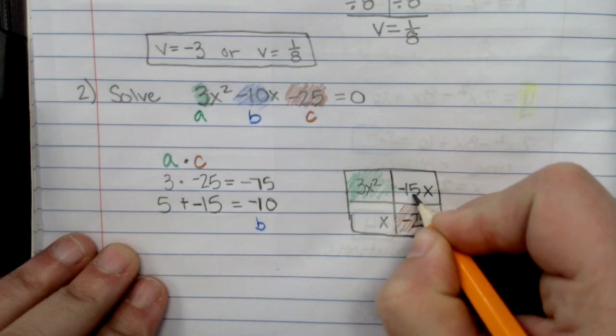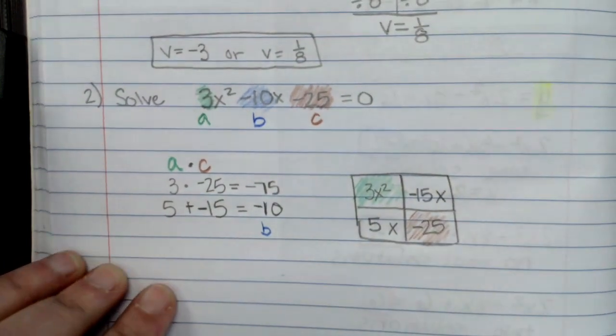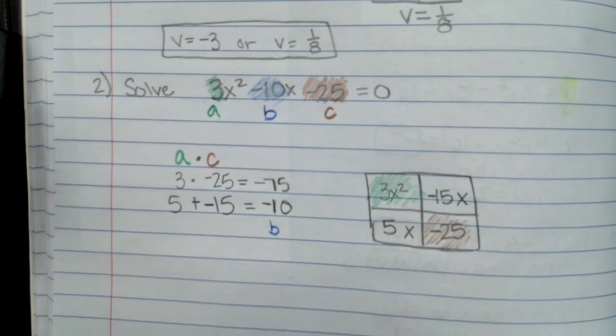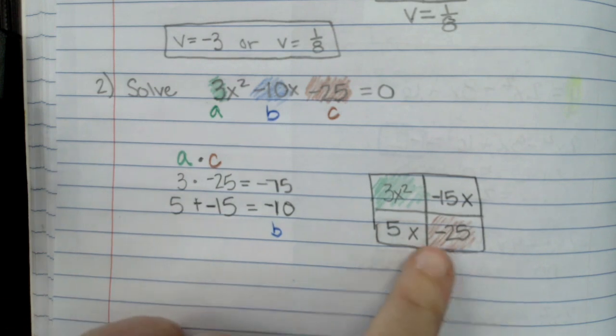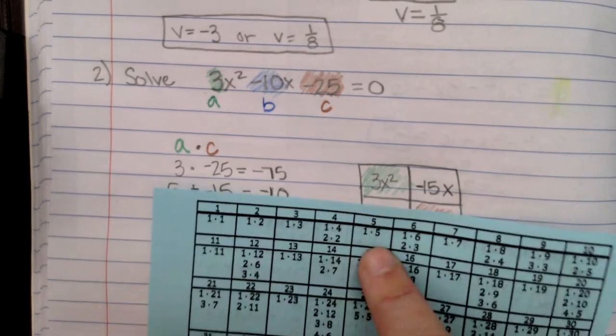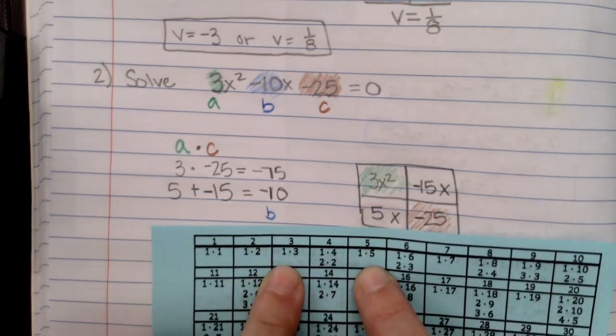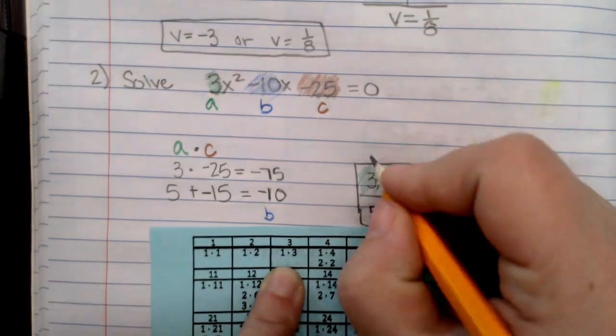Okay, and then we can keep factoring if that's your preferred method. I could look at 15 and 25. What's the biggest number that 15 and 25 both have? 5. But what else will I want to factor out of this one? Negative, because they're both negative. So negative 5. Do they both have an X? Nope.